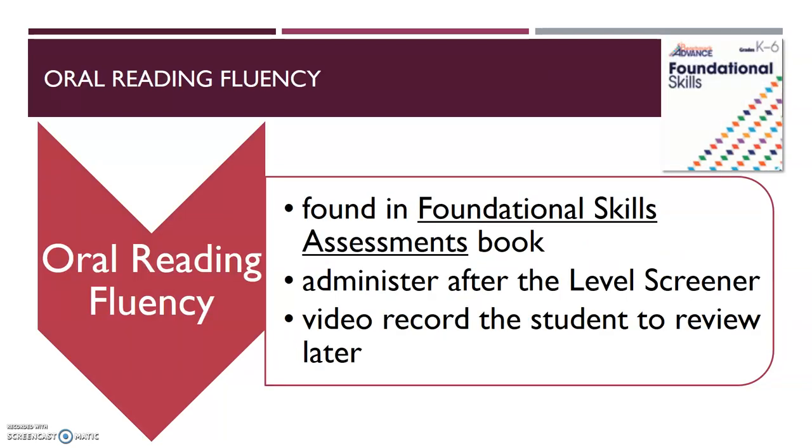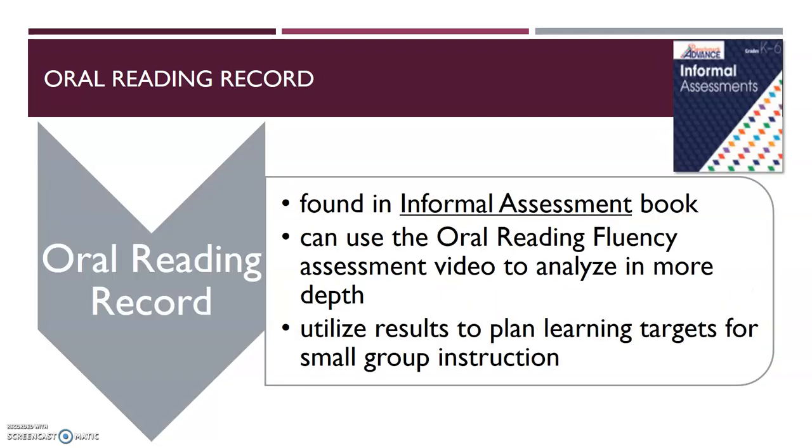After that, you would give the oral reading fluency. So once you've found their level with the level screener, you'll give the oral reading fluency. And I recommend recording the student when you're giving this assessment. That way, if you want to go back and review it, you can and analyze it for more detail. I also recommend with this oral reading fluency that you have the students give you an oral summary of what they read. And we'll talk more about that in a minute.